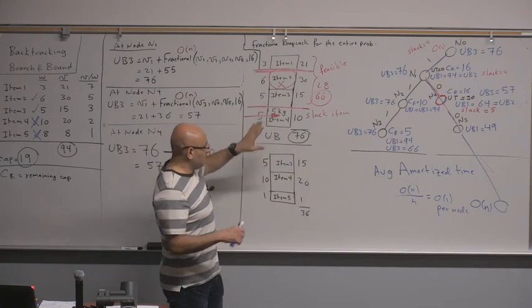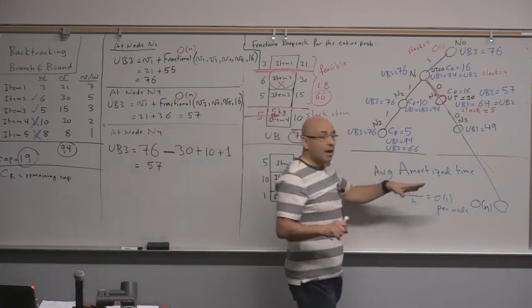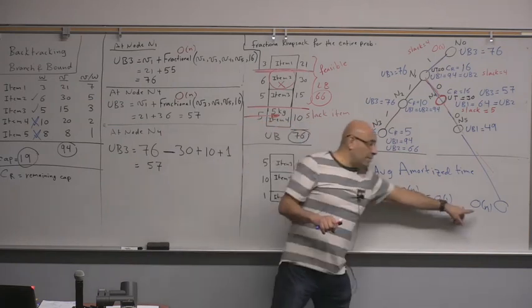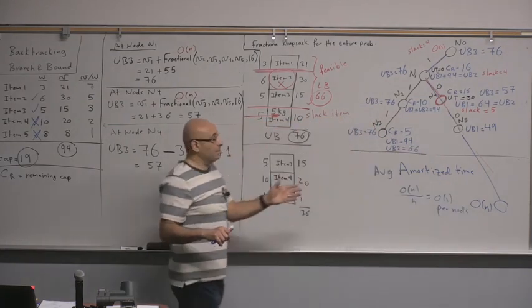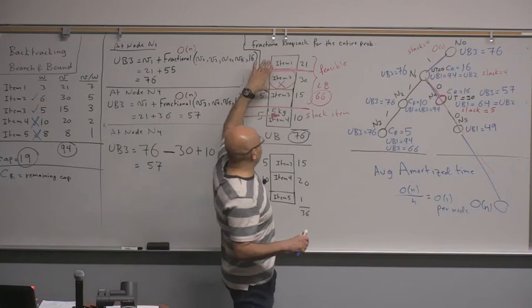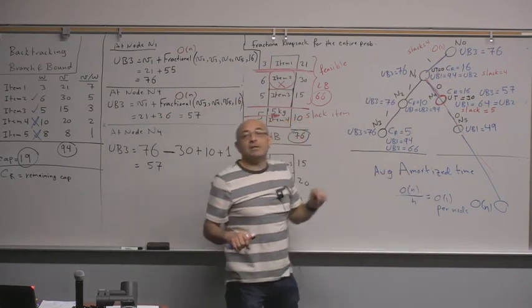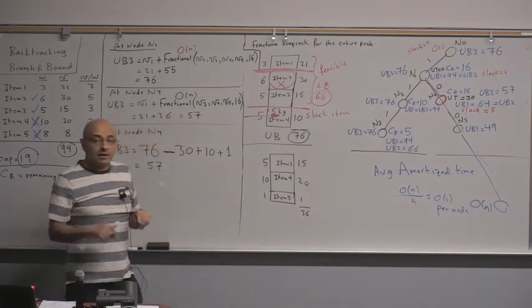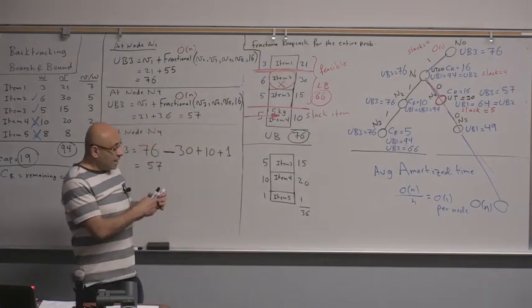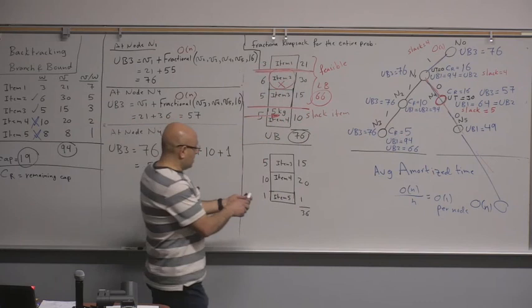In fact, to show that the total time is O of n, let me give a clearer argument that it's O of n for a whole path, where we start from a fractional knapsack and then keep modifying it whenever we decide to untake an item. So a clear argument is the following.